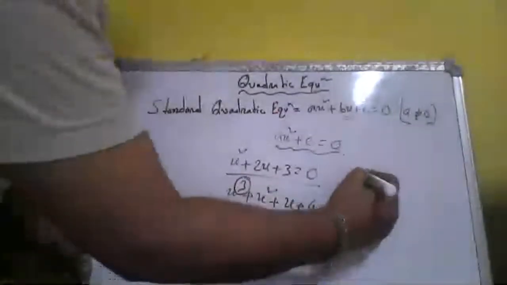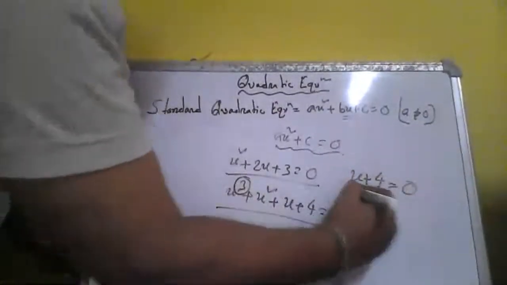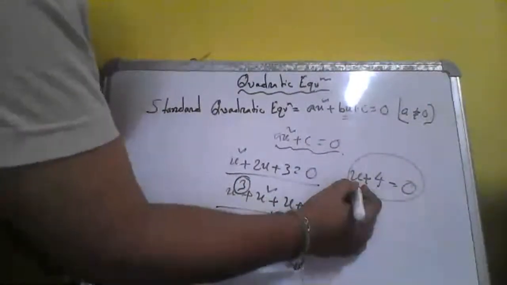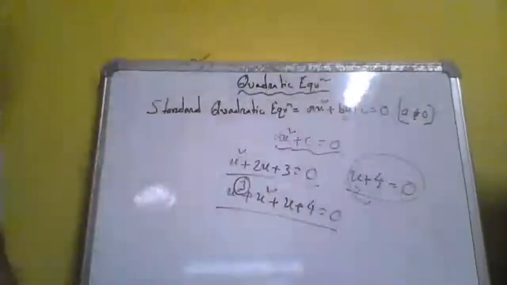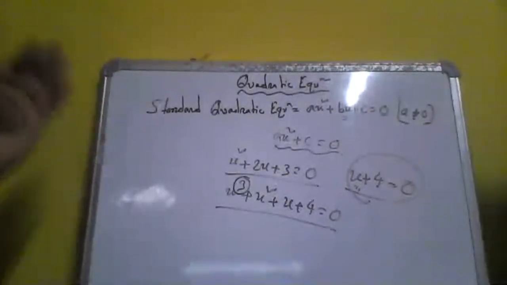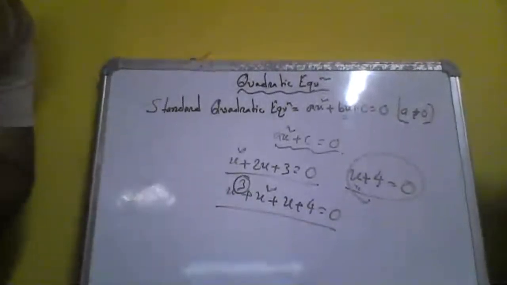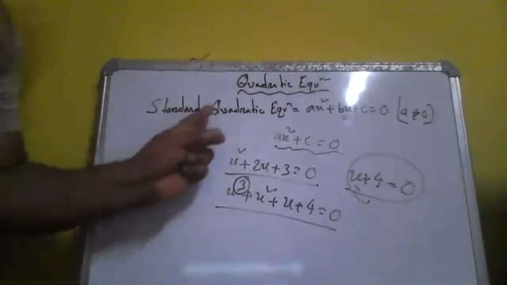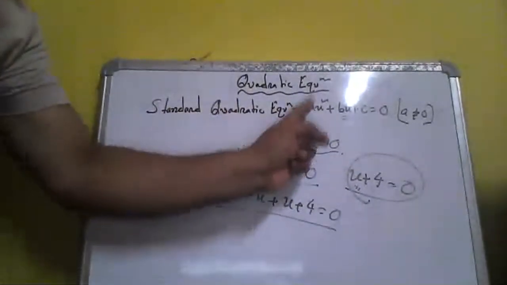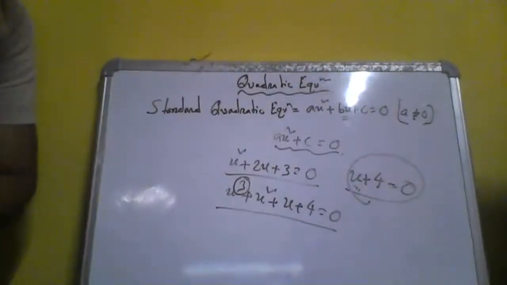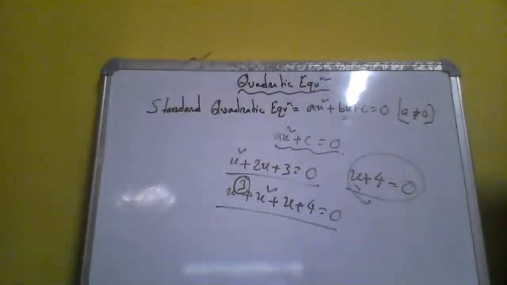In the same way, x plus 4 equal to 0. This one is also not a quadratic equation. This one is a linear equation in one variable. Understood? That means for a quadratic equation, the highest degree of the equation must be 2. Then this equation is called a quadratic equation. And the standard quadratic equation is what? ax square plus bx plus c equal to 0. That is called the standard quadratic equation.